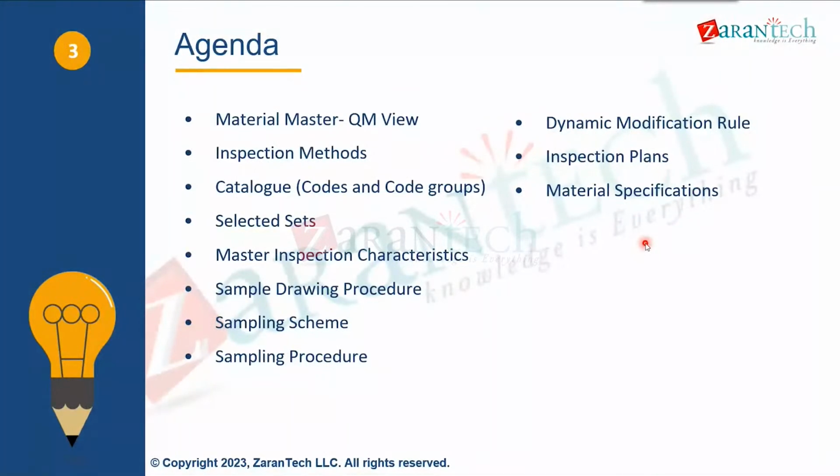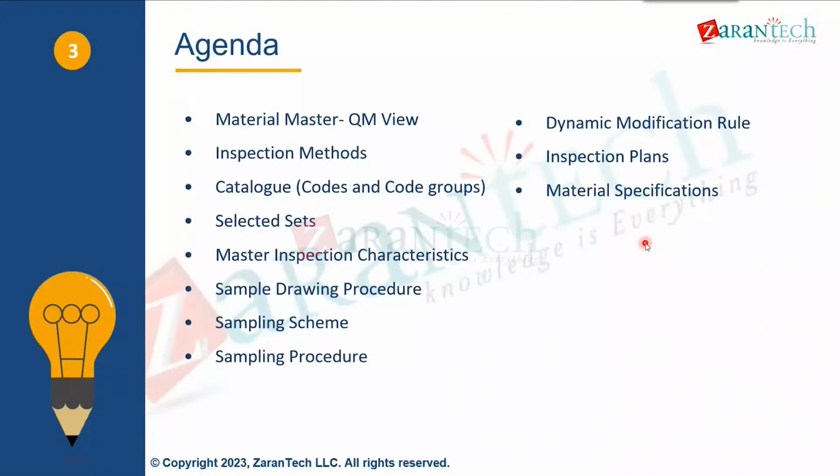Okay, so what are the important things we'll maintain in the material master QM view? Inspection type, inspection setup, QM procurement key.